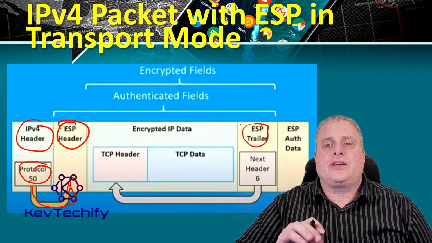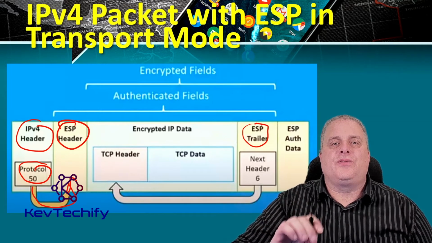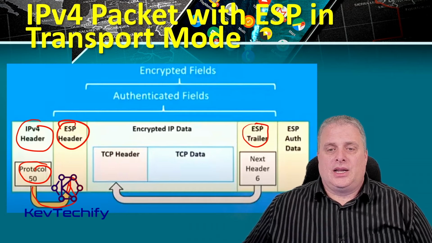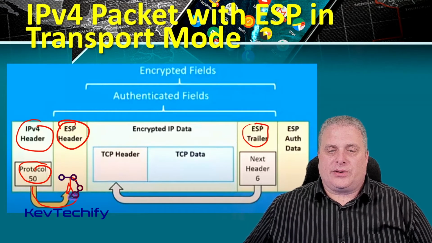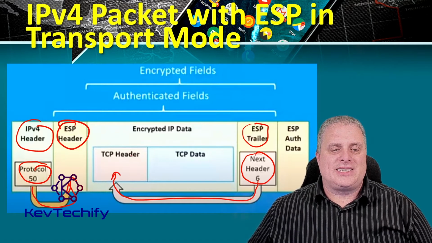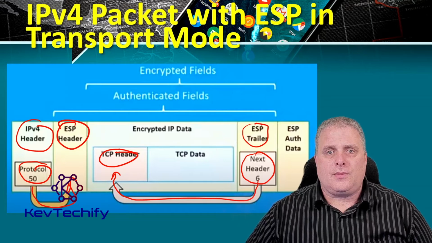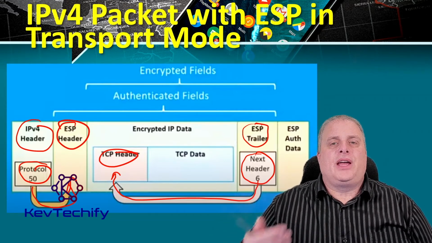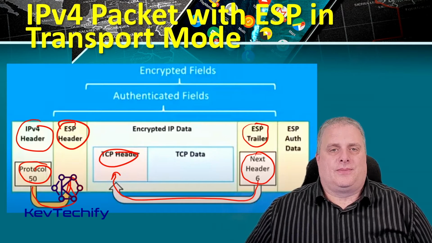And that trailer tells us that the next header to look for is the TCP header in the encrypted IP data. And so this says, okay, here's the next header we're looking for. This next header over here is our TCP header. So once this is decrypted, we'll have the TCP header next.